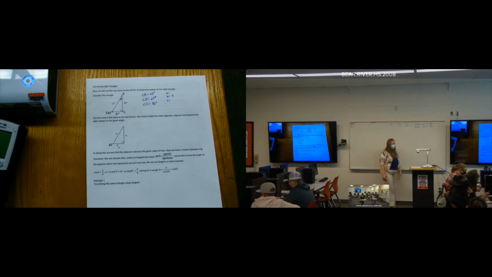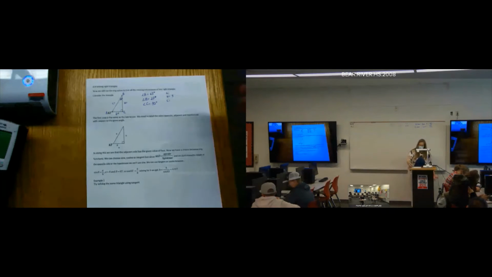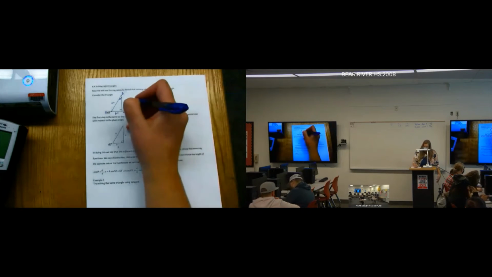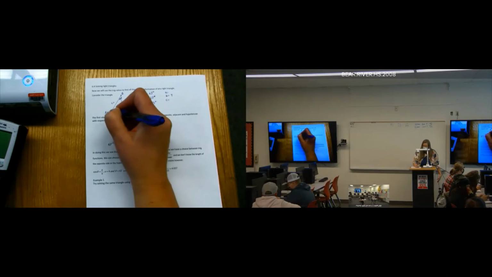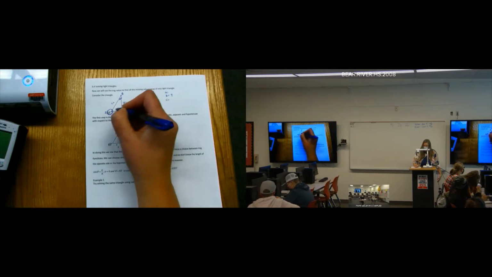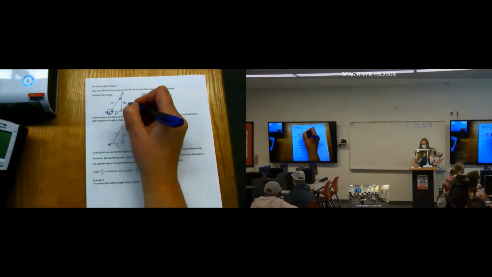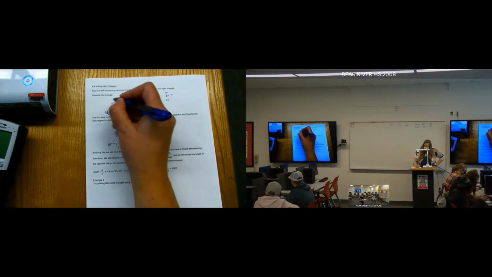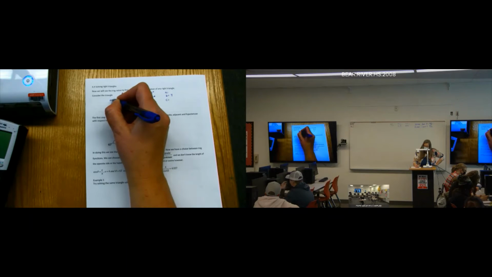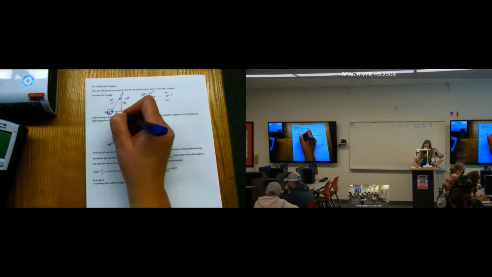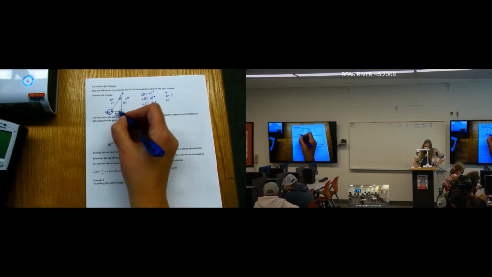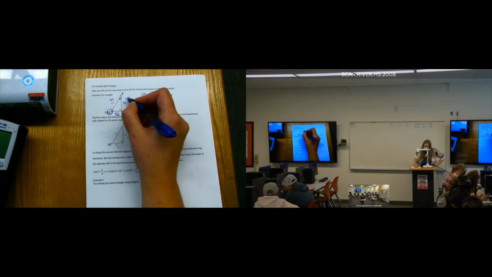Okay, so we look at this and pick a side. Do you want to find a or do you want to find c? A. Okay, so a is right here. This side is opposite from 63, because that's the angle I'm using. What is this side? It's the hypotenuse, right? And this side is the adjacent. So we have the adjacent side. We want to find the opposite side.